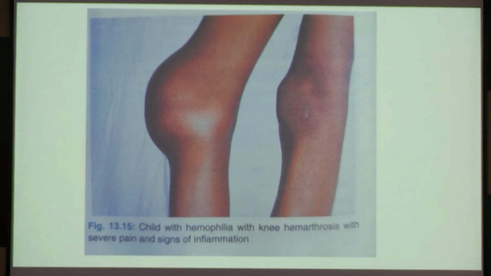So, this is a picture, a child with hemophilia with knee hemarthrosis, okay, with severe pain, swelling, redness, all symptoms or signs are present. There is collection of blood in the knee joint. That's why the knee joint is swollen and inflamed.